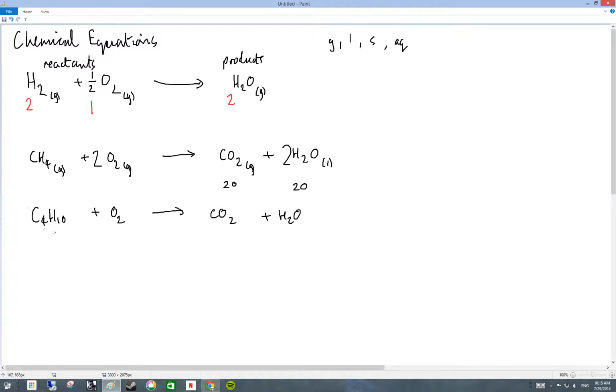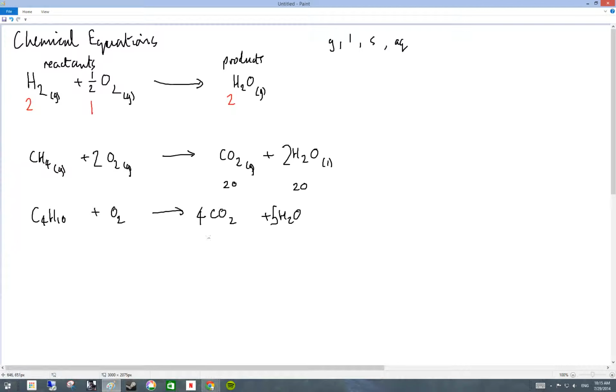So this time, if you look at the carbons, we've got 4 here and only 1 there. So we're going to make 4 carbon dioxide molecules. One butane molecule can make 4 carbon dioxide molecules. Well, it's got 10 hydrogens here. We've only got 2 here. So to make the required number of hydrogens over here, we're going to need 5 water molecules, because 5 times 2 is 10.